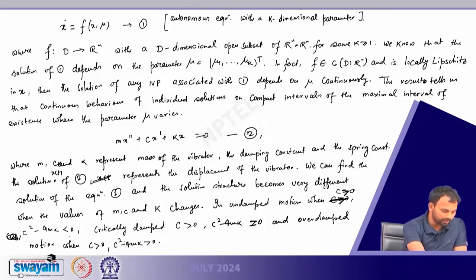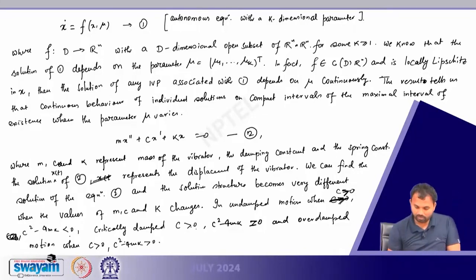So, basically depending upon the several values of m, c and k, we can say whether the motion is underdamped, critically damped or overdamped, right. So, in a given harmonic oscillator or mechanical vibrator equation, depending upon what kind of m, c and k is given, we can say whether the motion is underdamped, overdamped or critically damped.